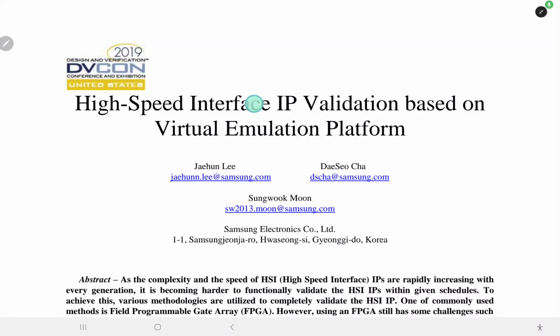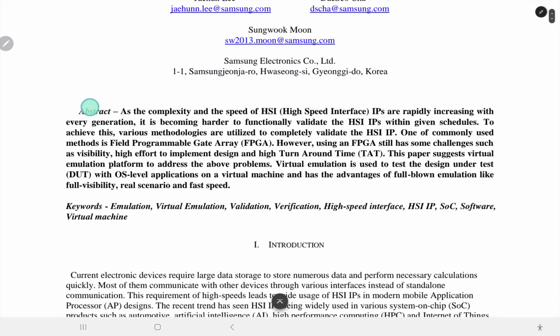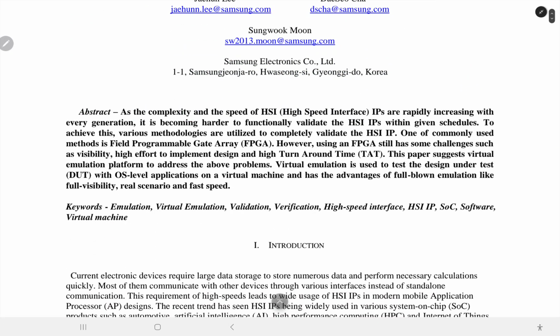The high-speed interface IP validation based on Virtual Emulation Platform. Abstract. As the complexity and the speed of HSI, high-speed interface IPs, are rapidly increasing with every generation, it's becoming harder to functionally validate the HSI IPs within given schedules. To achieve this, various methodologies are utilized to completely validate the HSI IP. One of the commonly used methods is the field programmable gate array (FPGA).